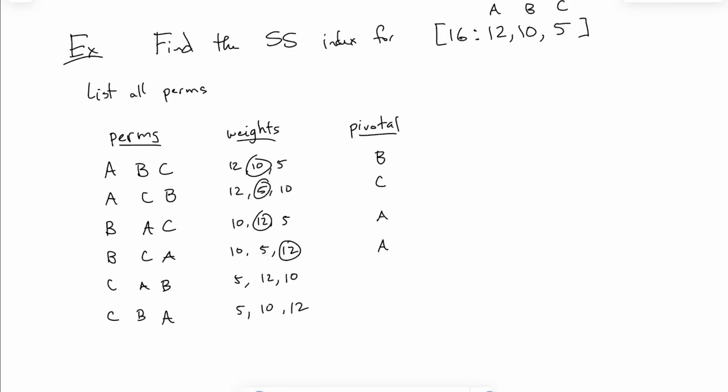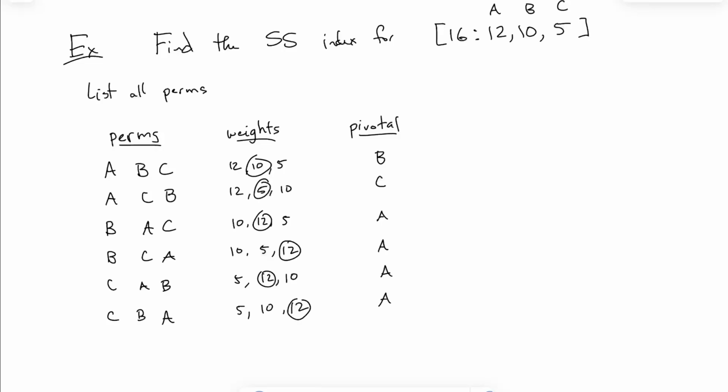Somebody else say, who's the pivotal in the next one? I think it's A, because 5 is not enough by itself, but 5 plus 12 makes 17, which is enough, so that's the 12 here. And then the last one, 5 and 10 and 12. I think, again, it's the 12. The 5 and the 10 makes 15, but that's not enough, so you got to go all the way to the 12.